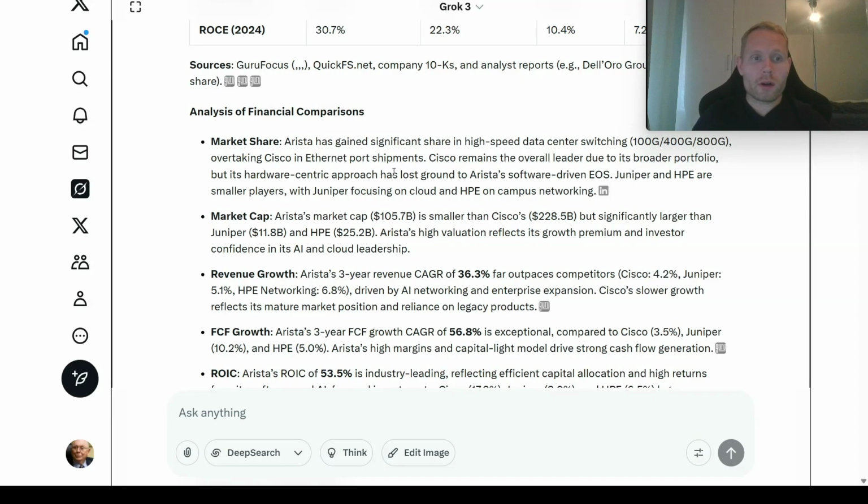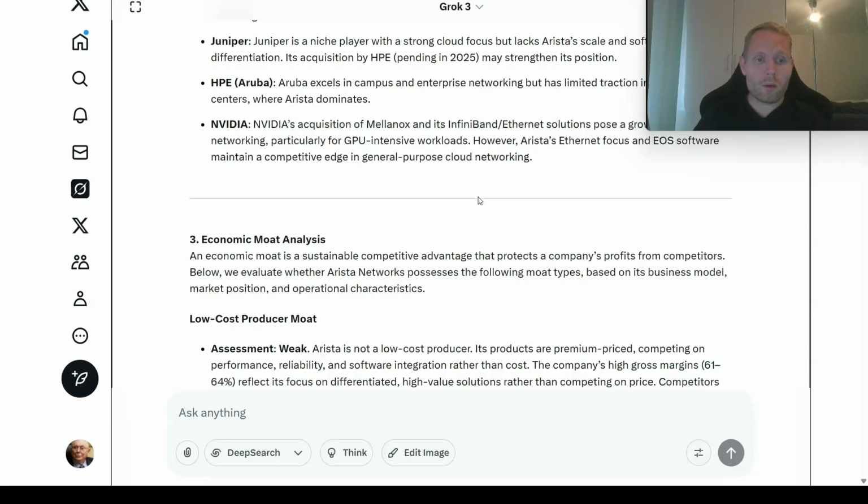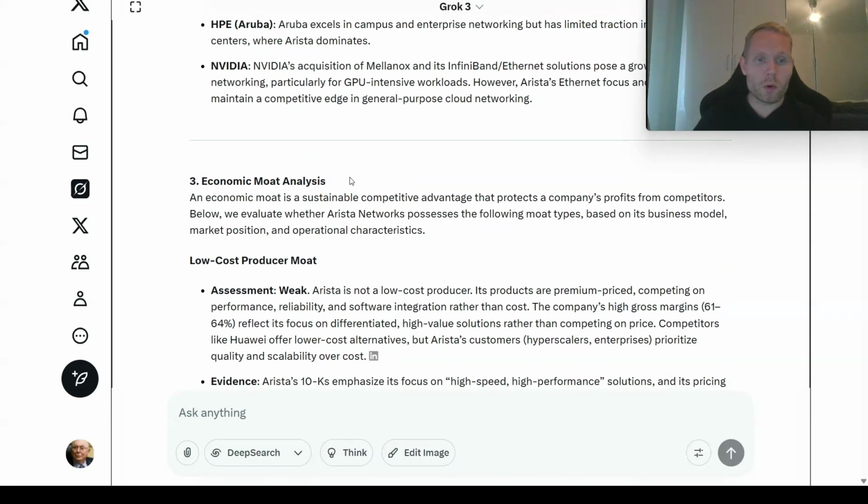And then we can see Grok is making an analysis of the financial comparison to the competitors, where Arista has gained significant share in high-speed data center switching and is overtaking Cisco. While Cisco is the leader, they're losing ground to Arista. Juniper and HPE are smaller players. Juniper is focusing on cloud and HPE on campus networking. Next up, let's see how Grok did on the economic moat analysis.